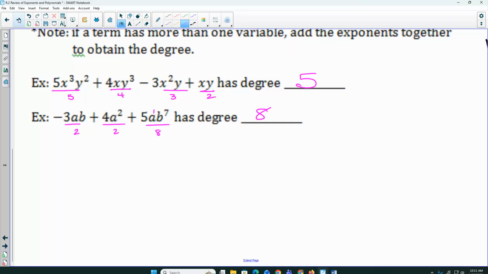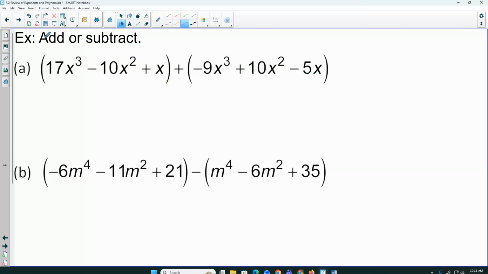The last thing that we're going to talk about today is just working with polynomials. Do we know how to add, subtract, and multiply? So that's it. Should be the easier stuff. Probably easier than exponent rules. If I tell you to add these polynomials, how do I know what to add together?